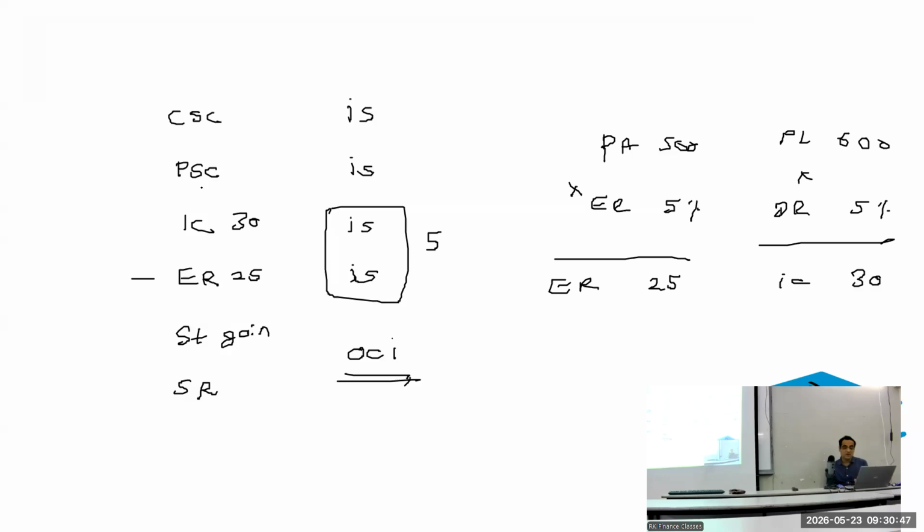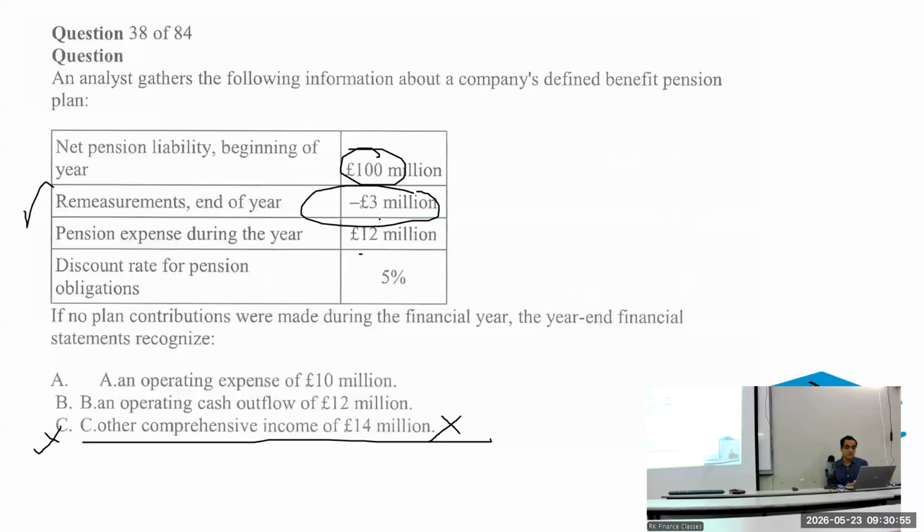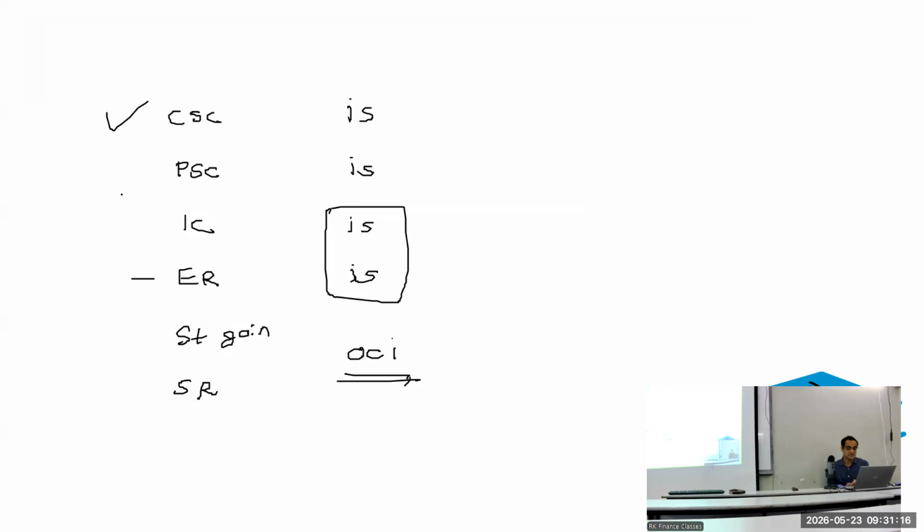Now, this part of the pension expense is not operating. This is financing. So out of the pension expense given as 12, the interest cost, that net interest expense is 5, which is to be separated out, and the rest would be 7. Okay, so this we don't have a problem.